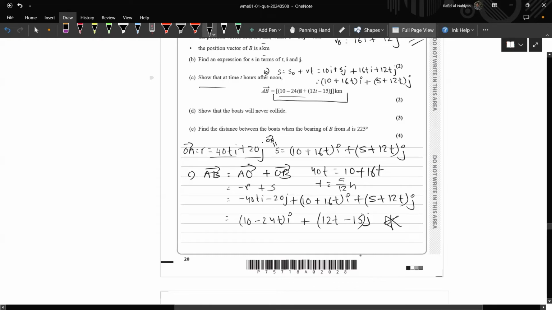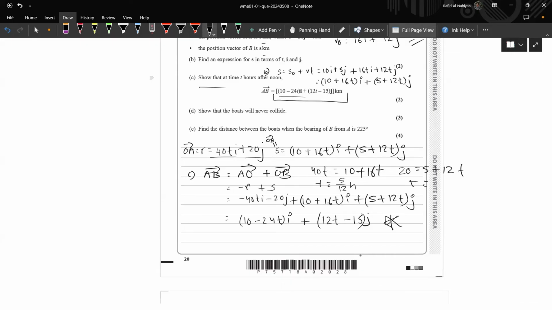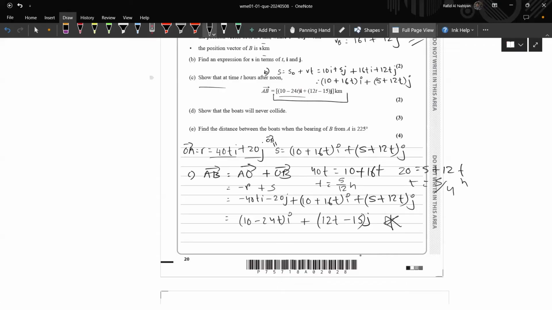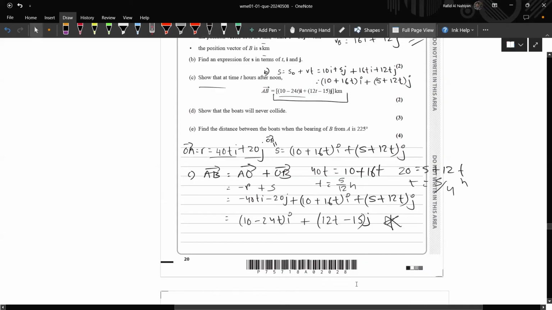5 by 12. But when I compare the j components of r and s, let's see what happens. 20 minus 5 divided by 12, and that is 5 by 4. I think this is what I did in the exam. That's why I couldn't remember what I was doing. So I think in the exam, now I remember I mentioned that these two times are not equal. So that must mean they do not collide, and that they just happen to be at a certain position vector, but at different times. So they actually do not collide. They're never at the same position vector together. Right, that's what I did.